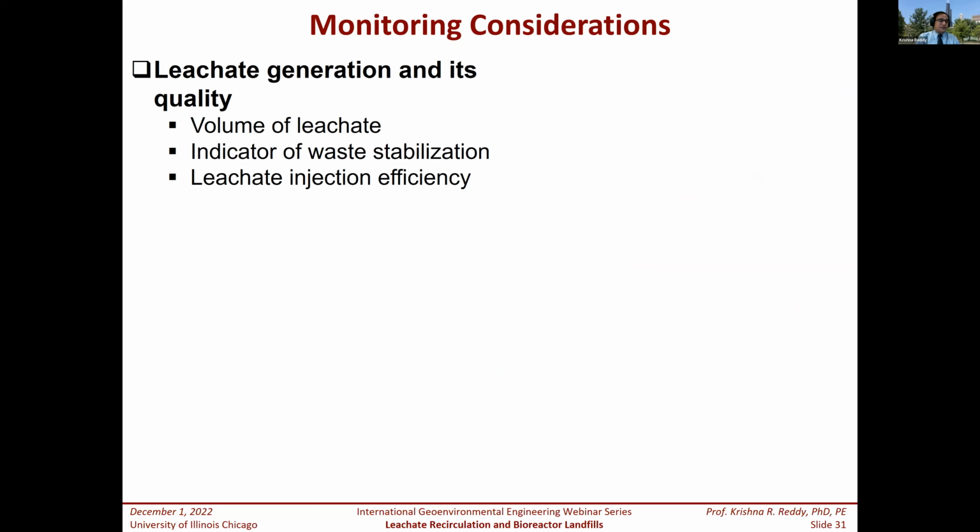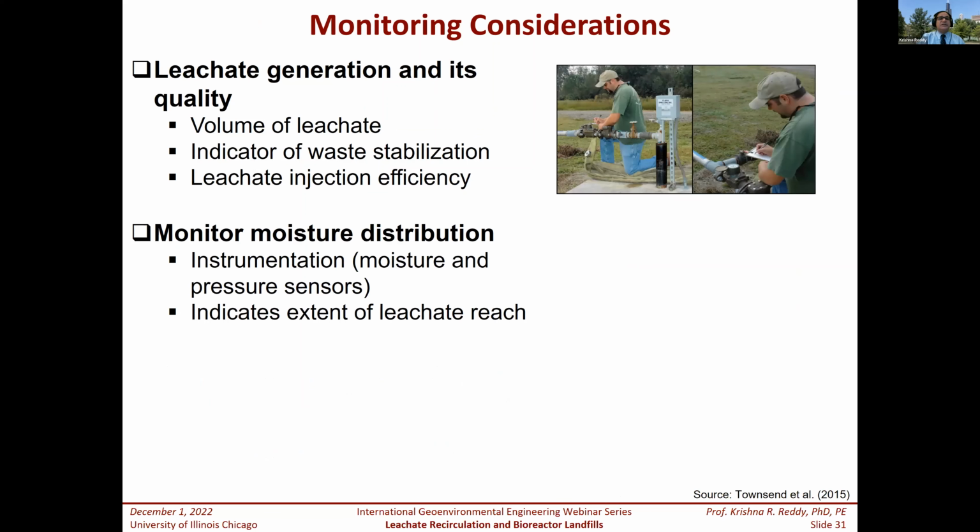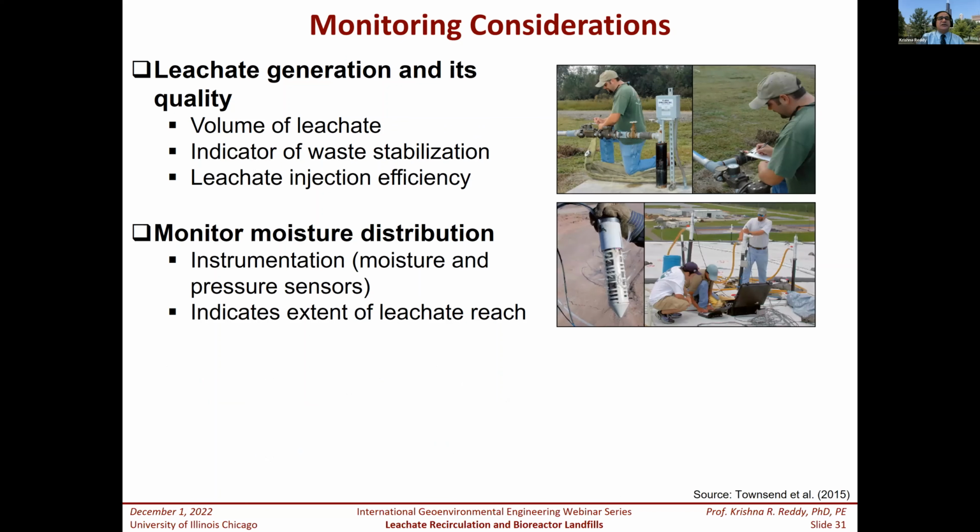And then you have to also do the monitoring. So your operation basically involves injecting the leachate, but you need to do this monitoring: how much leachate generation and its quality, and how is the moisture distributed? That's the biggest thing. The leachate generation and its quality, you can do that by taking samples and measuring the volumes that you're using. But how do I know how my injected liquid is being distributed in the waste? This is a huge challenge.